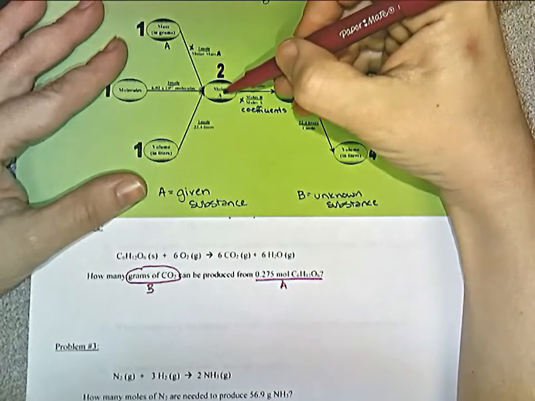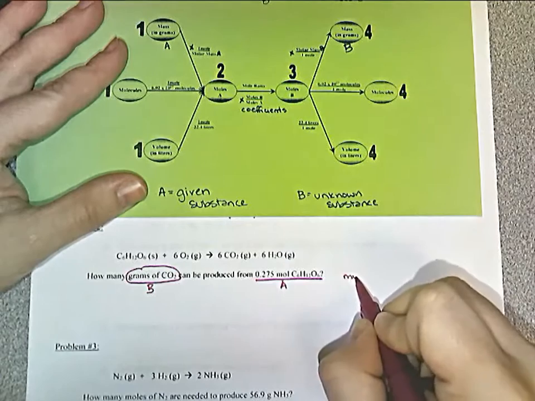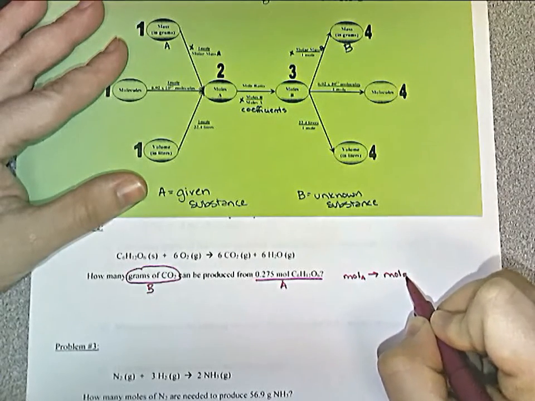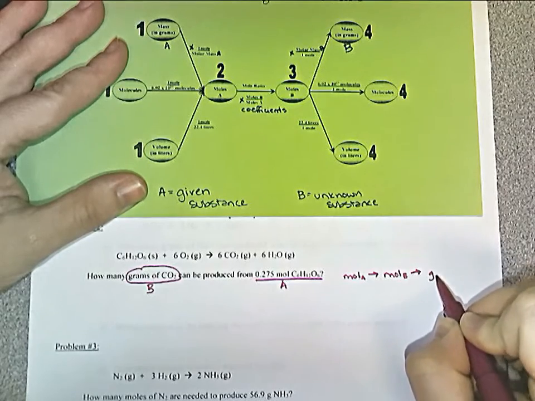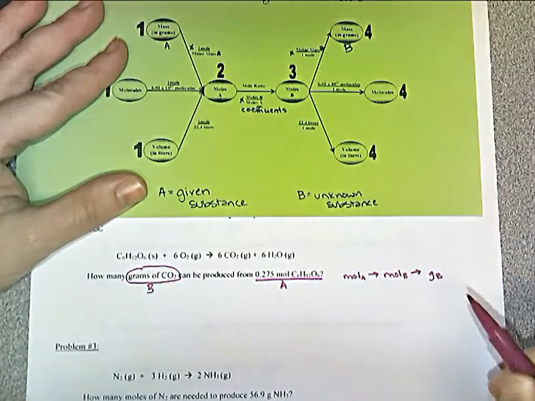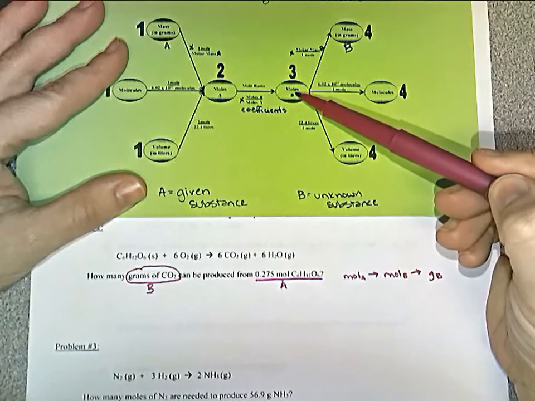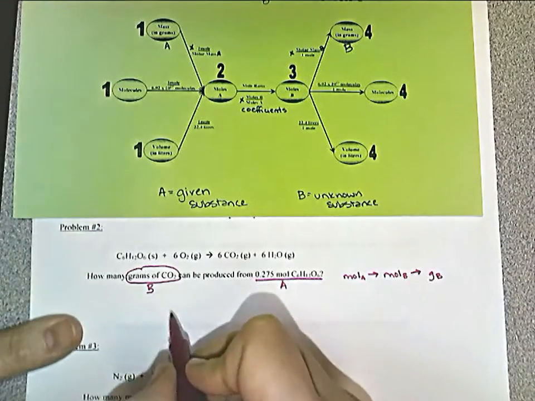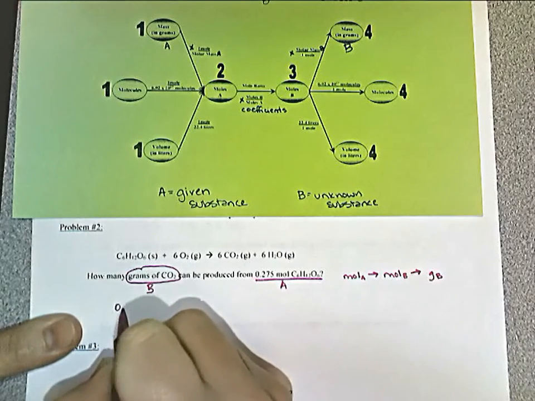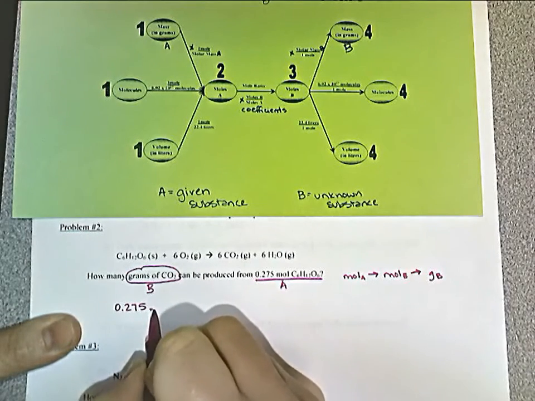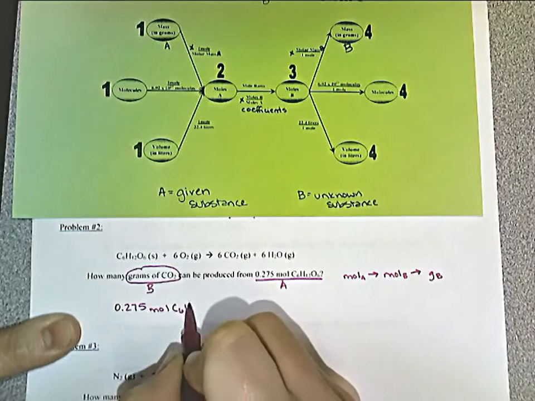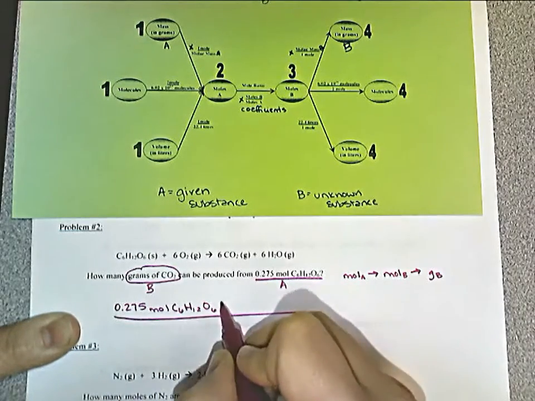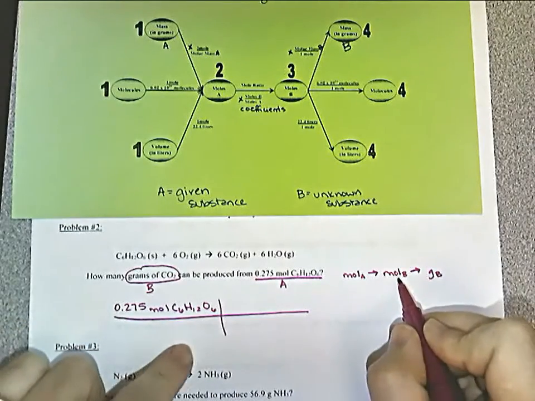So I've got to go from moles of A to moles of B to grams of B, or mass of B. So I'm going from moles of A to moles of B to grams of B. Now, I start with my given, as always. And then I've got to go to moles of B.